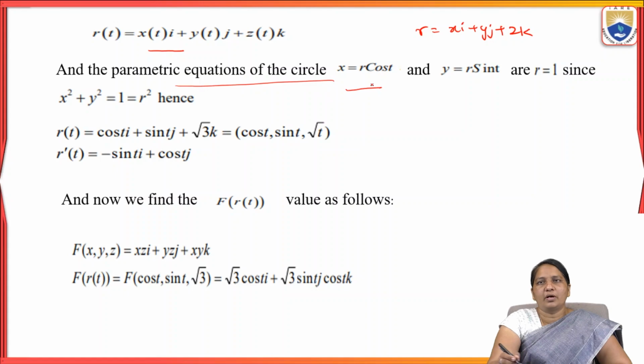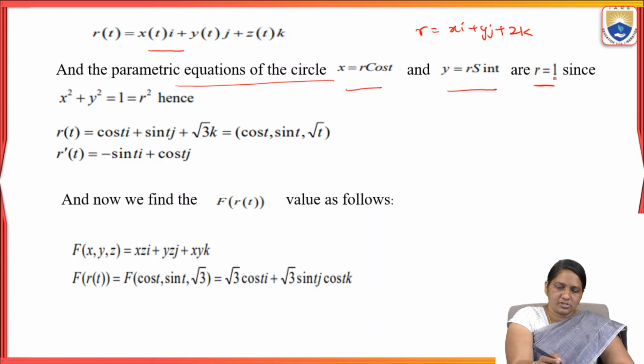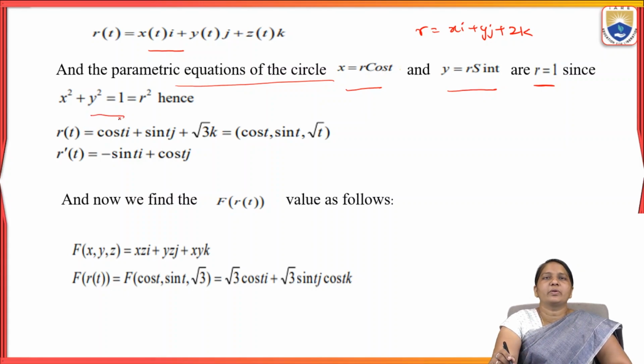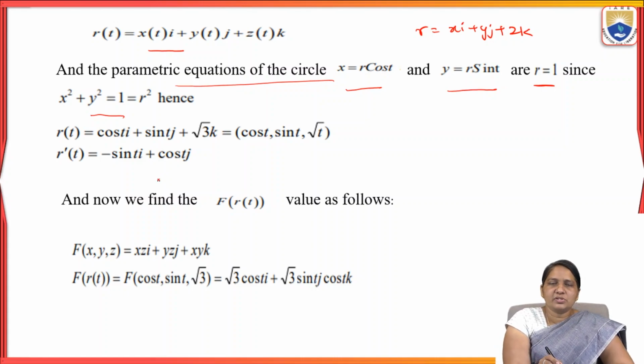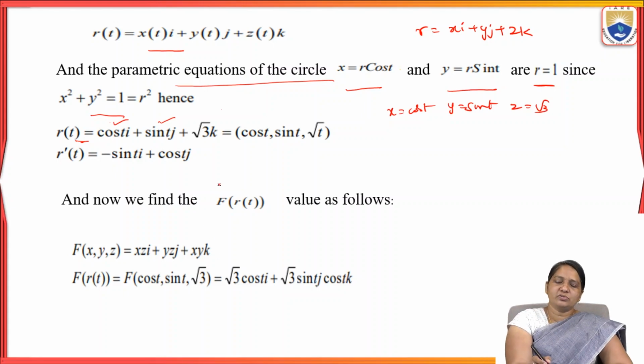That is x equal to r cos t, y equal to r sin t, and r value is equal to 0, because here we know the circle equation x square plus y square equal to 1, that is equal to r square. We are going to substitute these values here in the r of t. So r of t equal to cos t into i, that means x value. So xi plus yj, right? So cos of t and y is sin of t, and z equal to root 3. These three values we are substituting here for the r. So cos t i plus sin t j plus root 3 k.